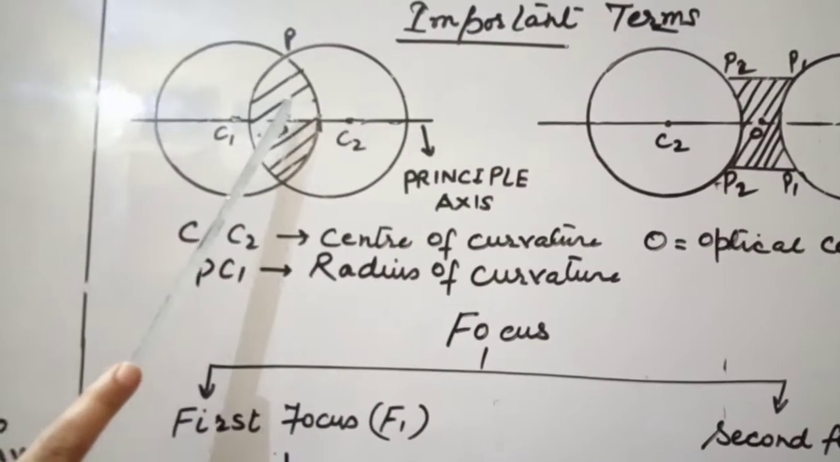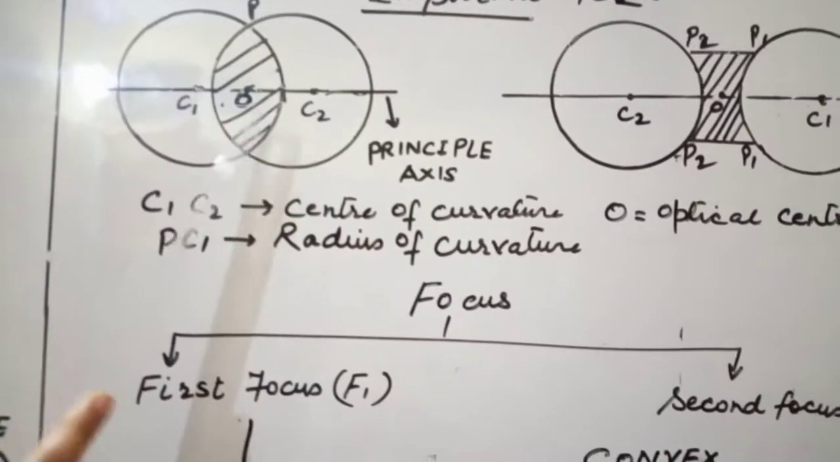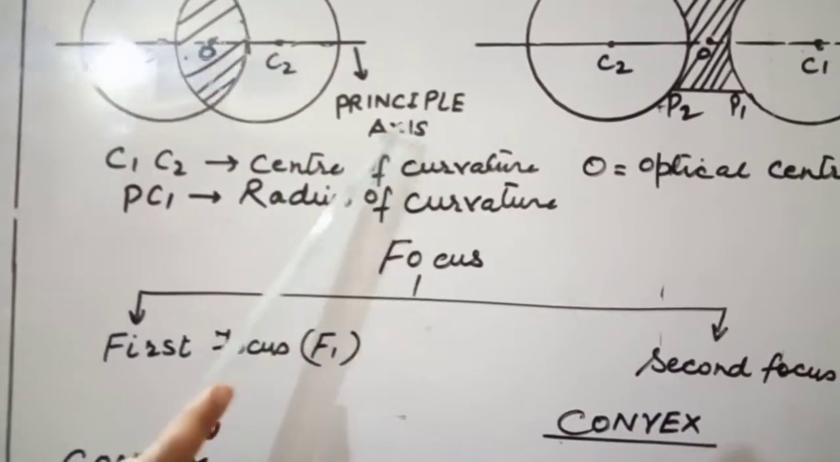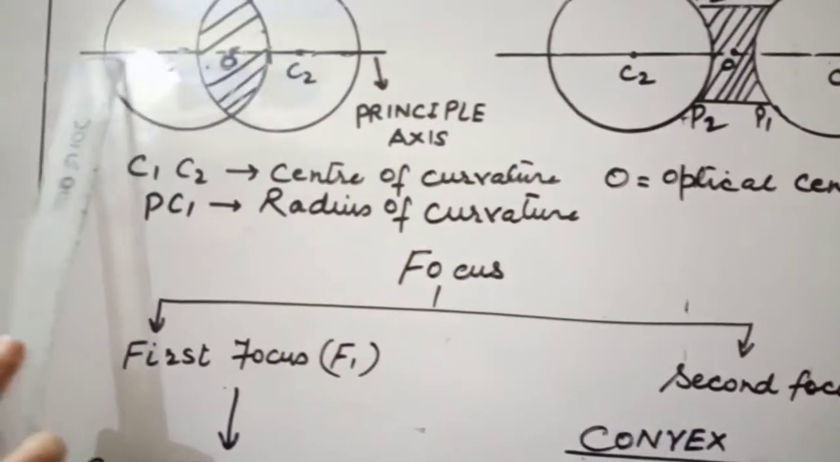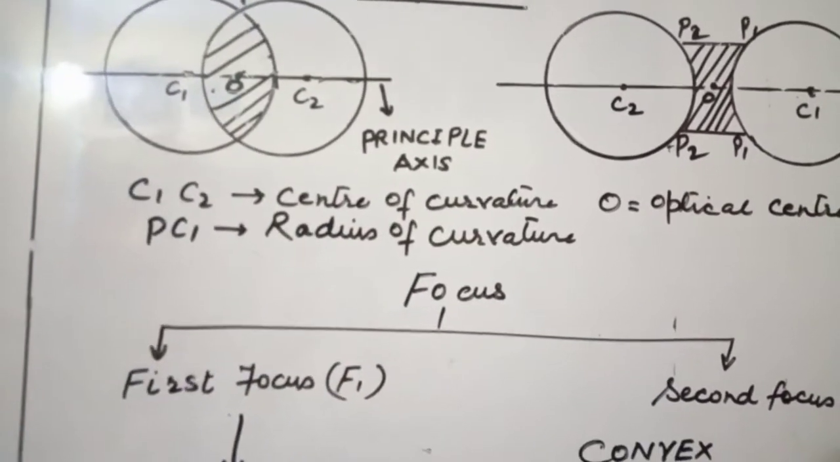The optical center is the center of the lens. Again I will explain what the optical center is, but before that I will tell you what the principal axis is. It is an imaginary line that passes through the centers of curvature, and that is called the principal axis.